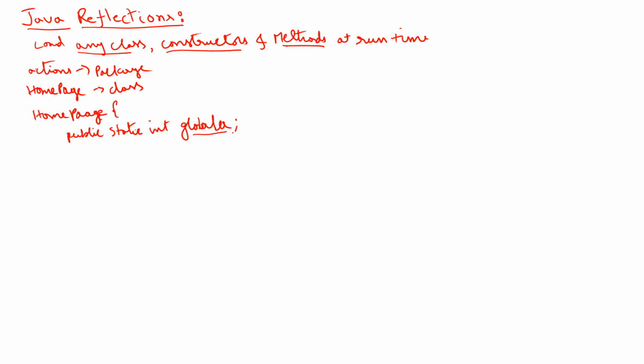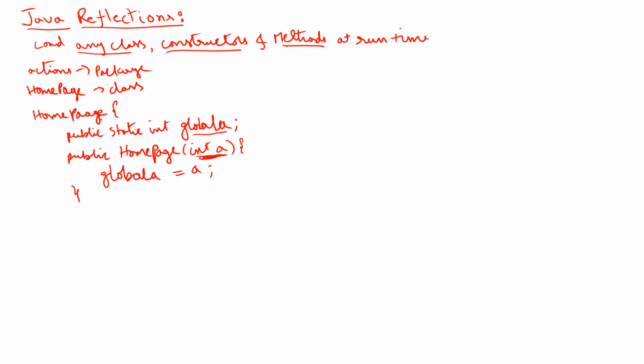This is a static variable, and I am using a constructor to initialize this global variable. The constructor is public Homepage. Since the constructor name is the class name, it is public Homepage, and it is an argumented constructor. I am passing an integer variable, int A, and then initializing the static variable: globalA equals A.